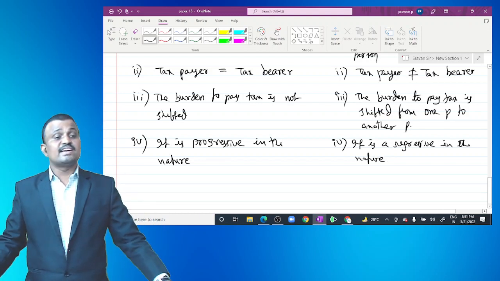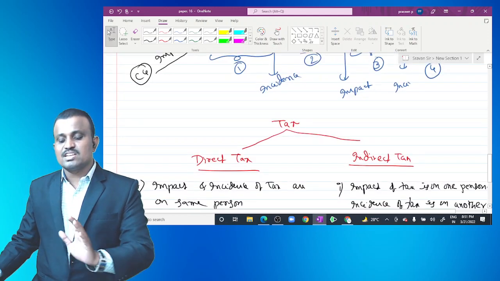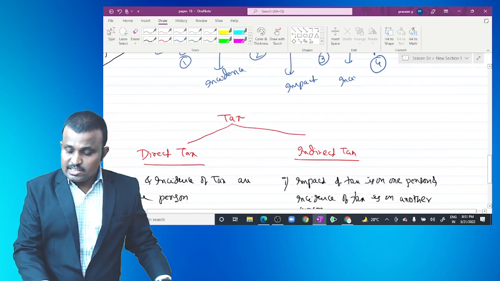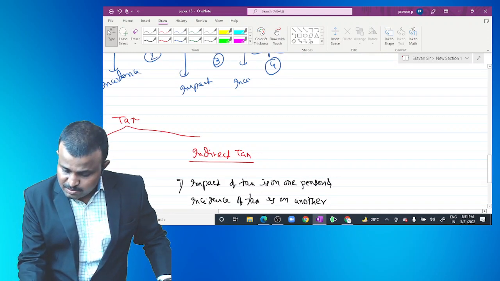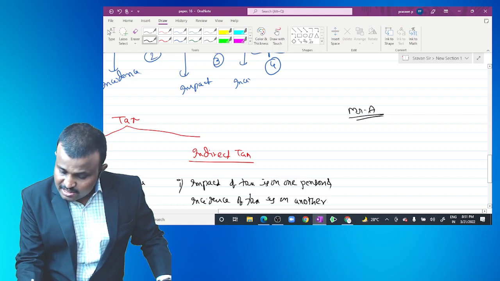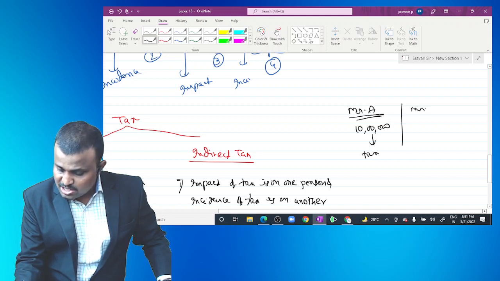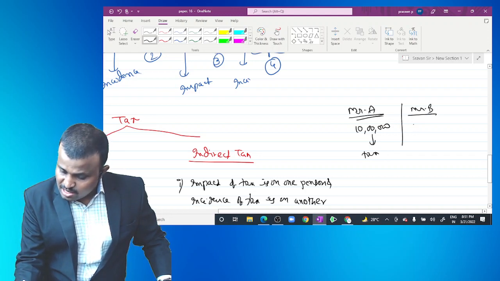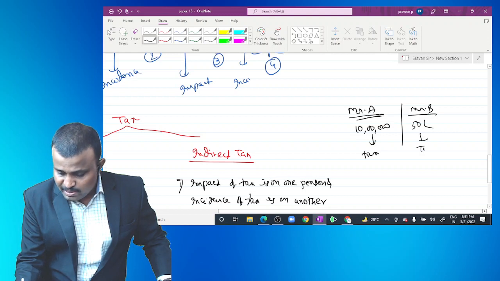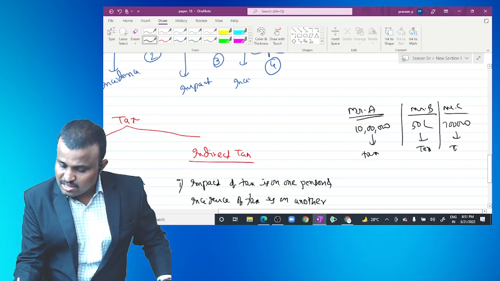That is what? Regressive in the nature. So what is meant by progressive and what is meant by regressive in the nature? Here, if you observe, for example, Mr. A has an income of around 10 lakh, and he pays tax to the government. Mr. B has an income of 50 lakh, and he pays tax to the government. And Mr. C has around 7 lakh, and he pays tax to the government.